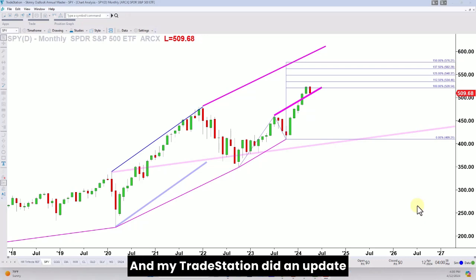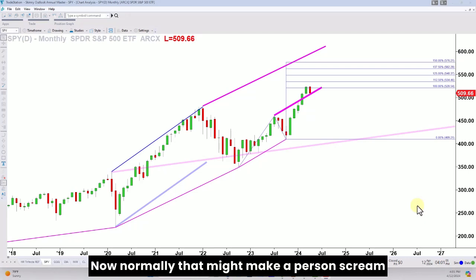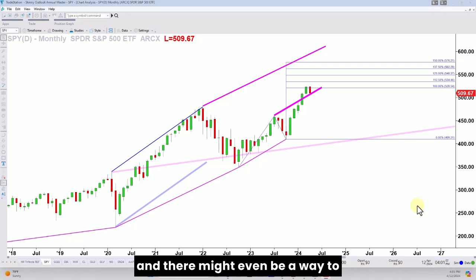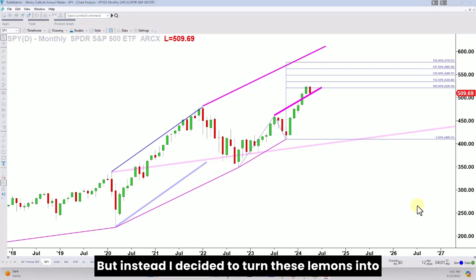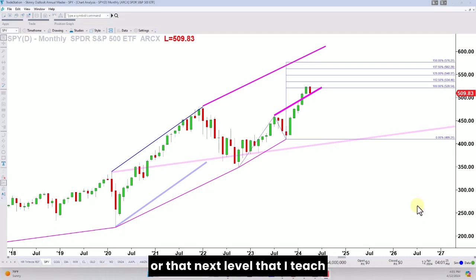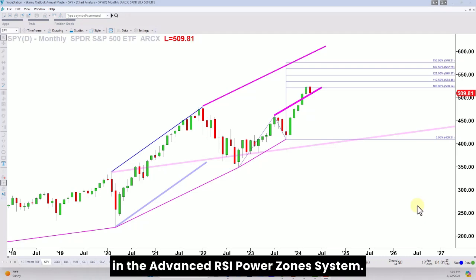And my TradeStation did an update and it wiped out my favorite indicator from every single chart in this desktop. Now, normally that might make a person scream, and there might even be a way I could recover the charts that originally had it, but instead I decided to turn these lemons into some lemonade for you all by showing you the value of the RSI Power Zones indicator, whether it's at the basic level that I teach in my ebooks and the 4 Zones RSI system, or that next level that I teach in the advanced RSI Power Zone system.